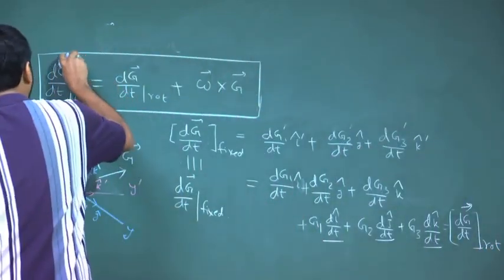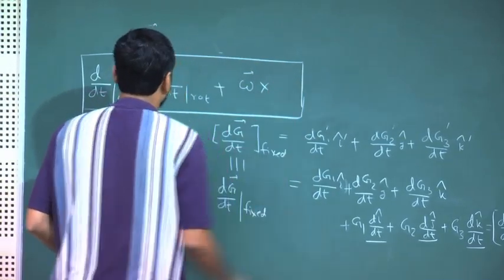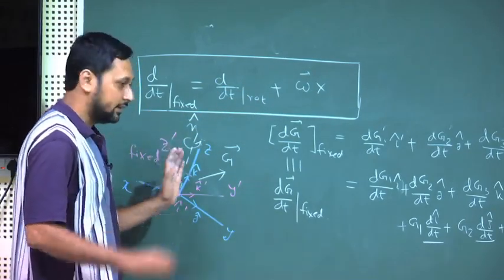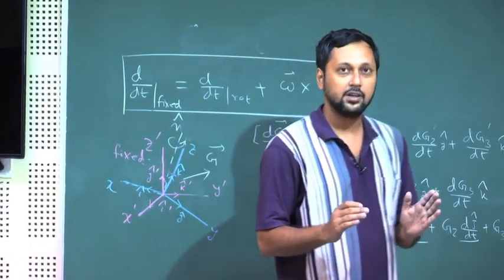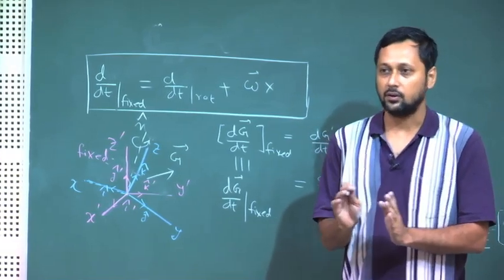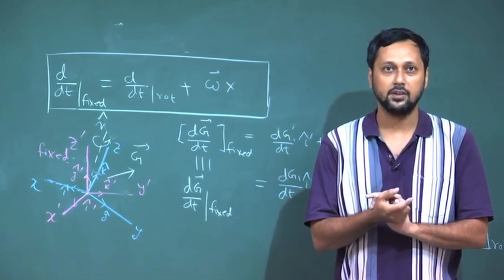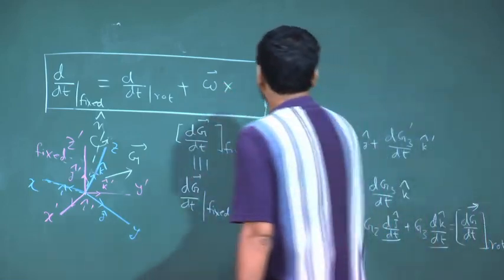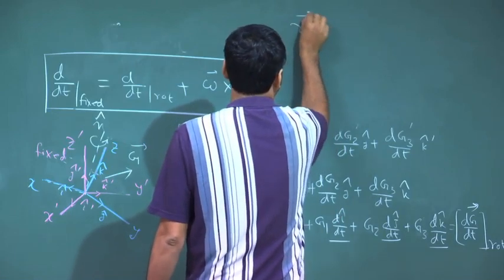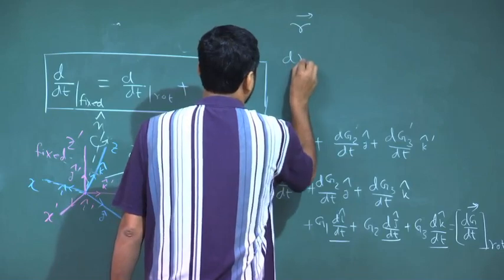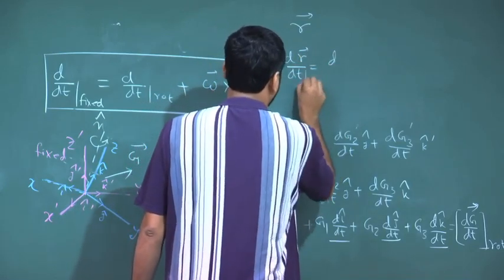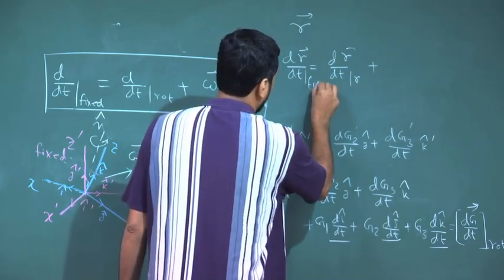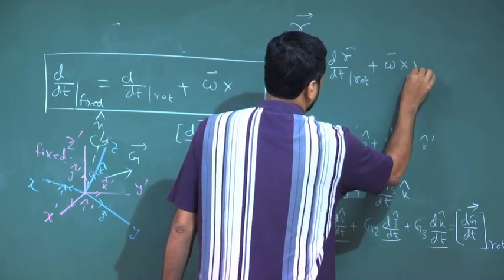So, we can get rid of this g and create an operator: d/dt fixed equals d/dt rot plus omega cross. What it means is the time derivative measured with respect to a fixed frame of reference is equivalent to the time derivative measured with respect to a rotating frame of reference plus omega cross, omega being the instantaneous velocity of rotation, cross that particular vector. Now, if we operate this on the standard position vector r, what do we get? We get dr/dt fixed equal to dr/dt rot plus omega cross r.